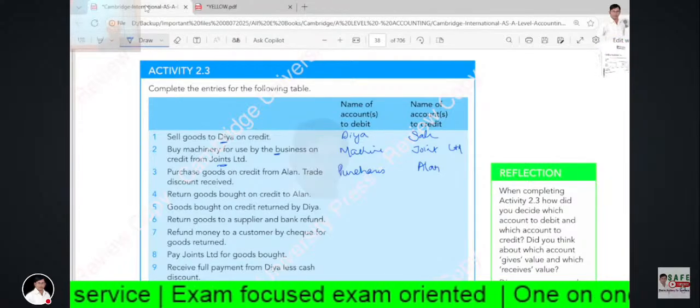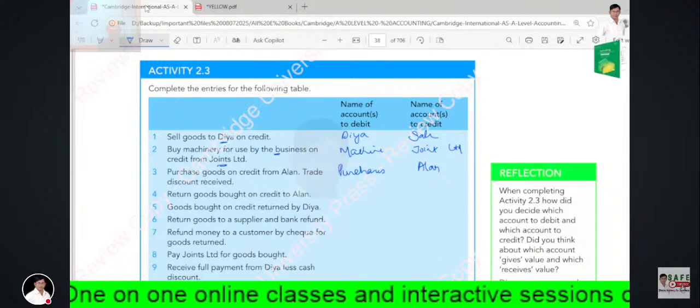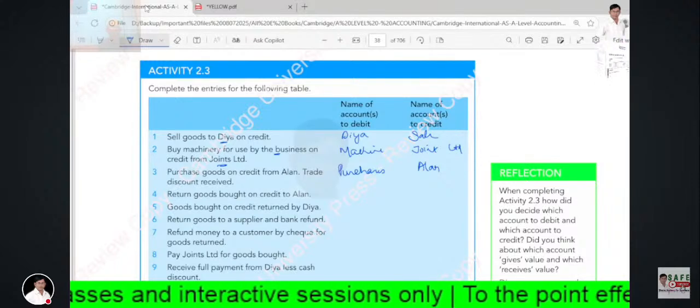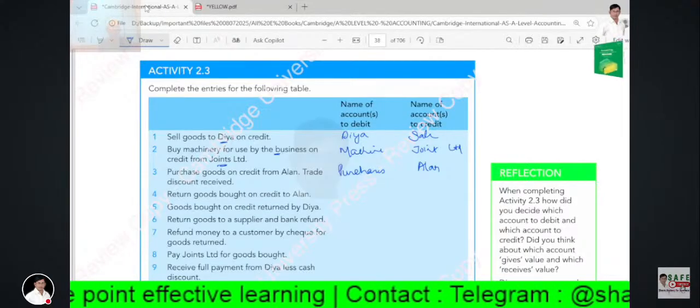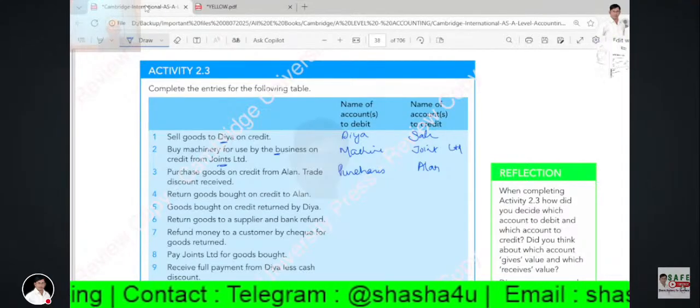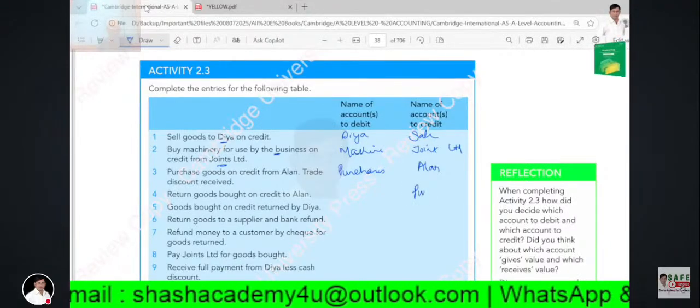Return goods bought on credit to Allen. Whatever goods we had purchased, we are returning back. These are called purchase returns. Purchase returns are exactly the reverse of purchases.